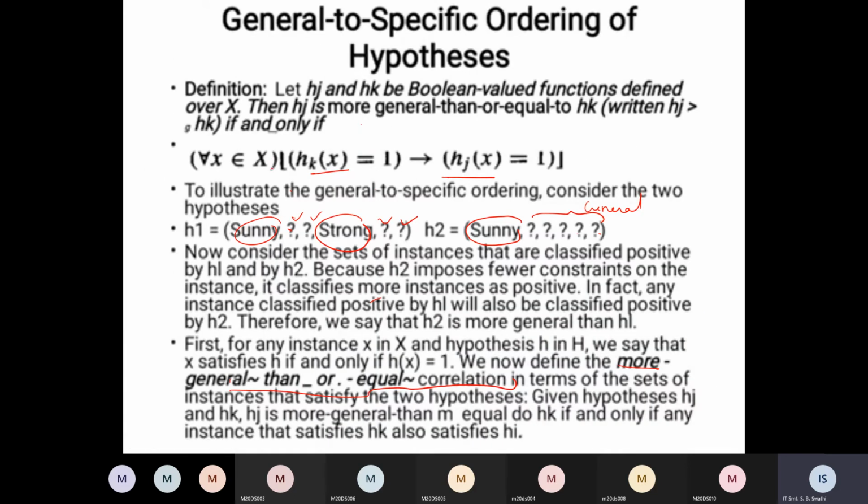So in this case, H2 is general, H1 is specific. So that is what is here. Hj is more general or equal to Hk. That means Hj here is our H2. This is more general than H1 and H3. H1 and H3 are our Hk. So that is what is said under the general to specific ordering.